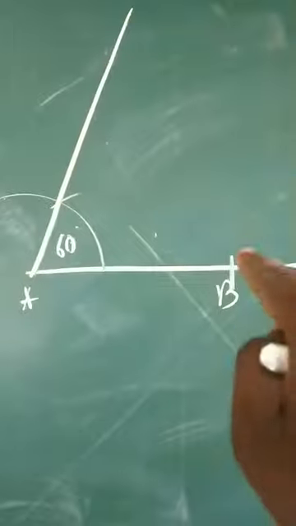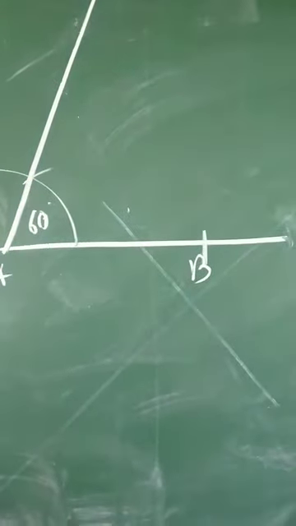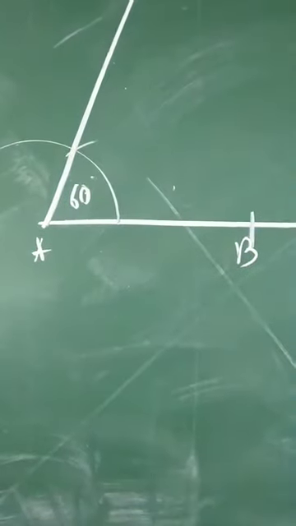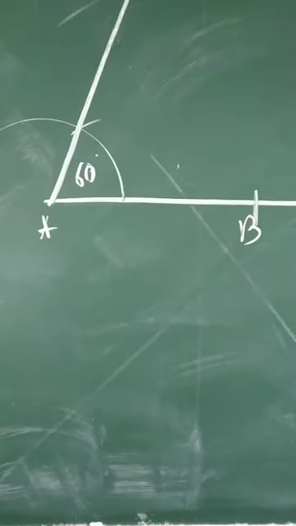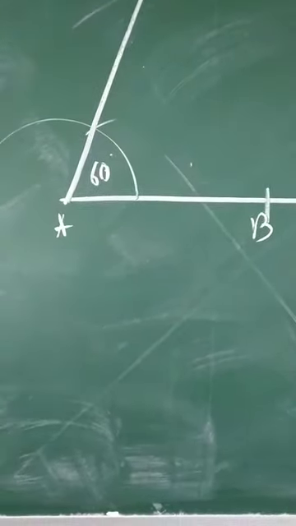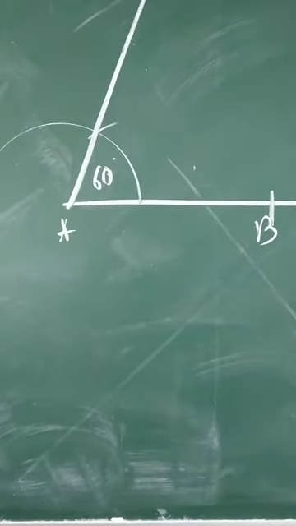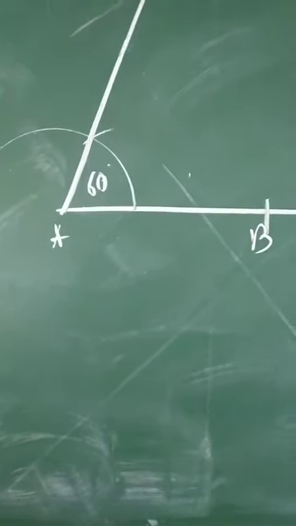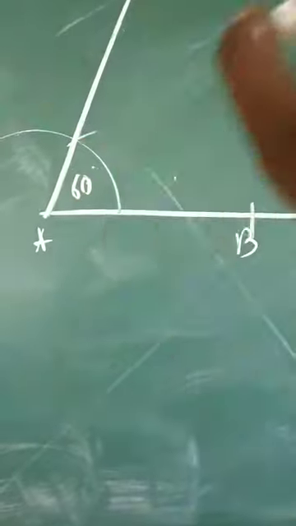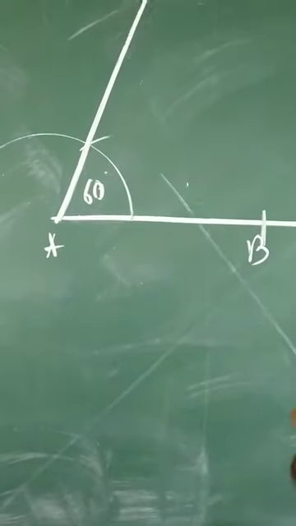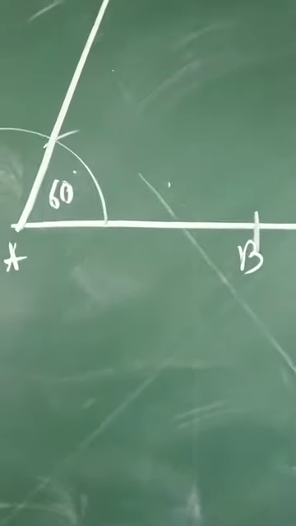Now from point B, we have to draw 30 degree. So children, there is no direct process of drawing 30 degree, or we have, but we will construct it using bisection of 60 degree. We will draw 60, then we will bisect 60 degree in order to bring 30 degree over here.